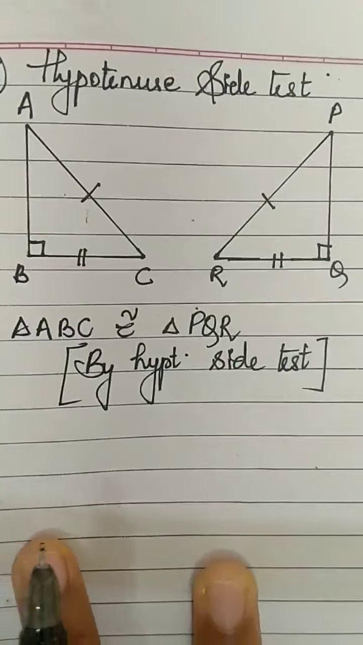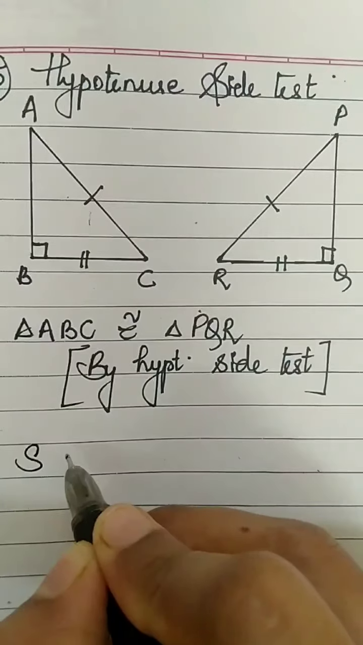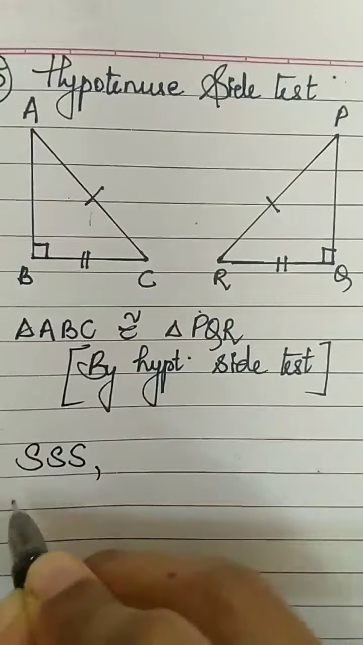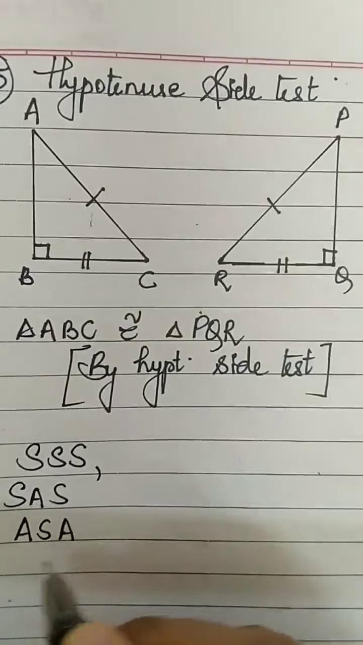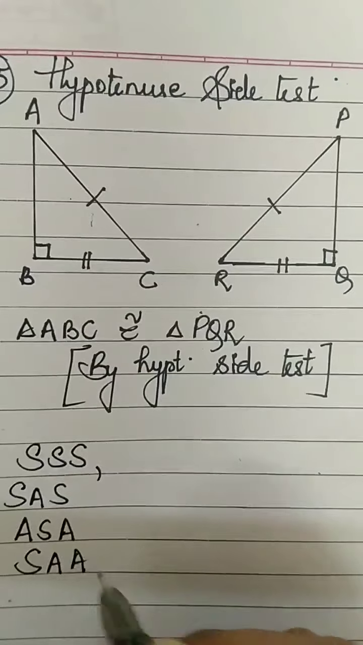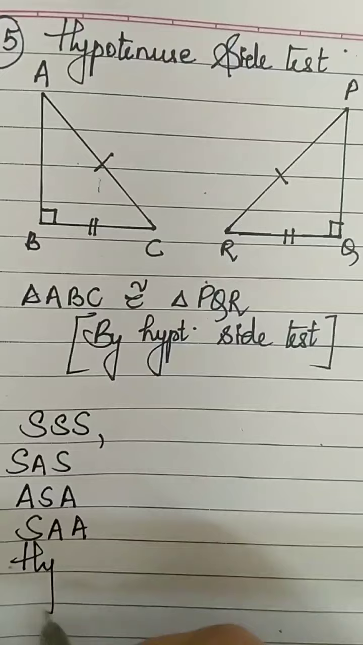Okay, so after going through SAS test, which all tests you learnt? SSS, SAS, ASA, SAA test, and the next one is hypotenuse side test.